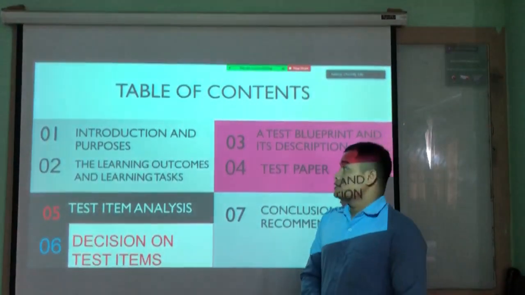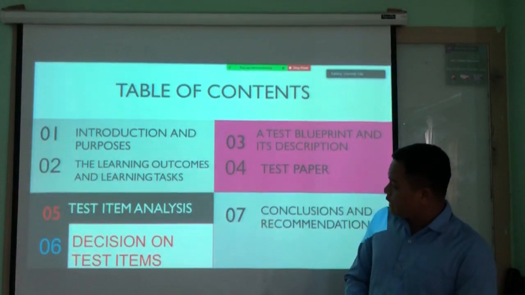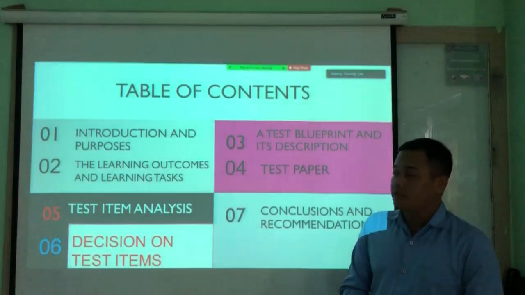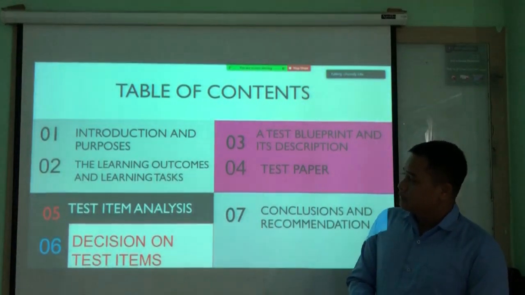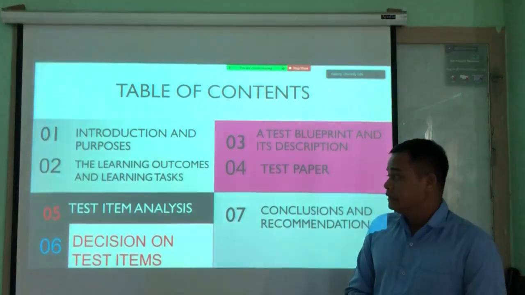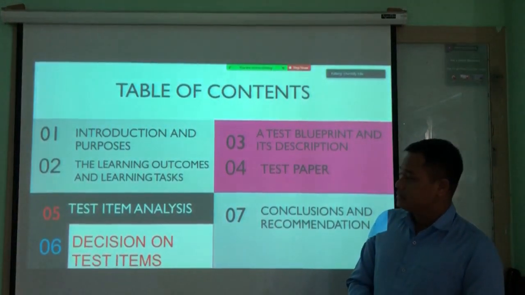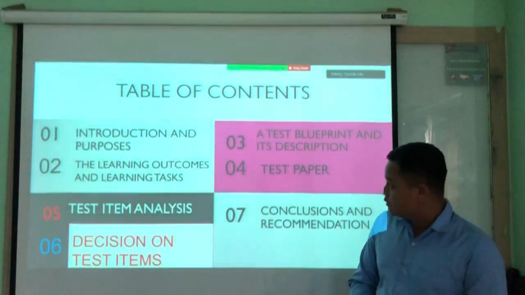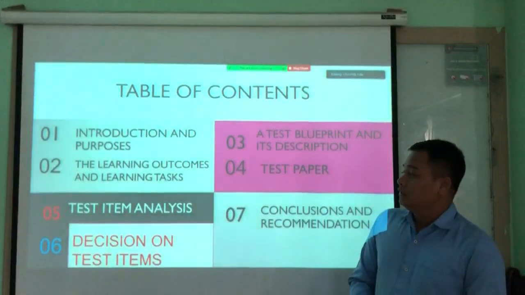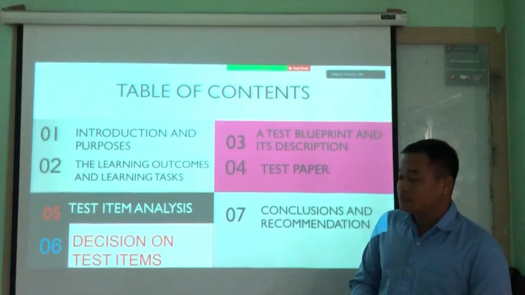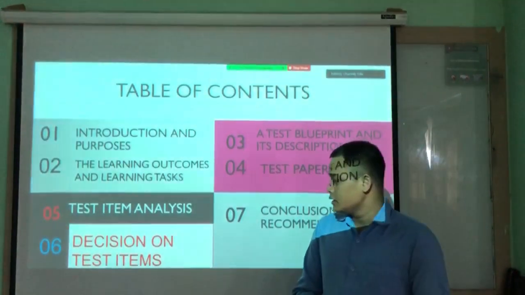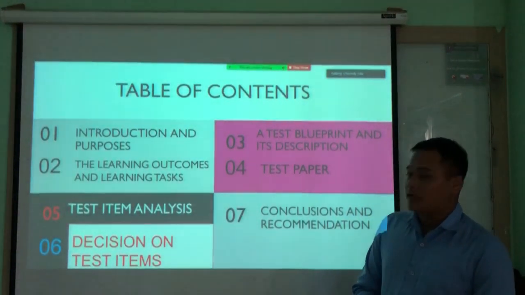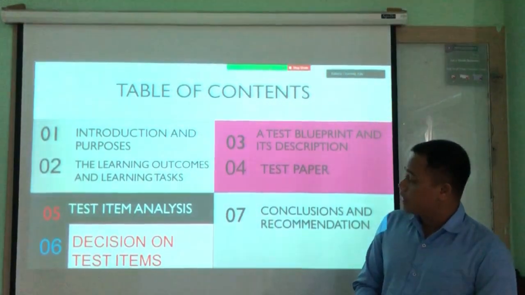Alright, here is the table of contents. Normally, I also conducted 7 points. The first one we call introduction and purposes. The second one, the learning outcome and learning activity or learning task. Number 3, talking about a test blueprint and its description. Number 4, test paper. And number 5, test item analysis. Number 6, decision on the task item. And number 7, conclusion and recommendations. So now let's take a look together.